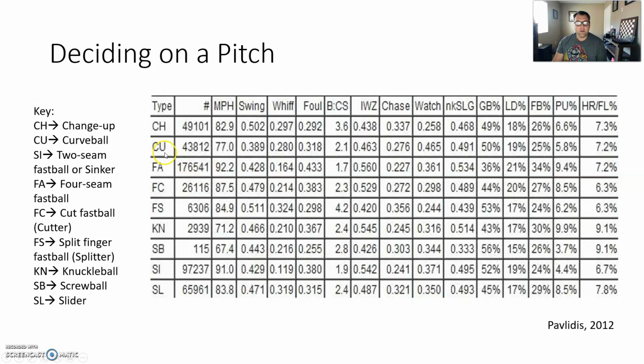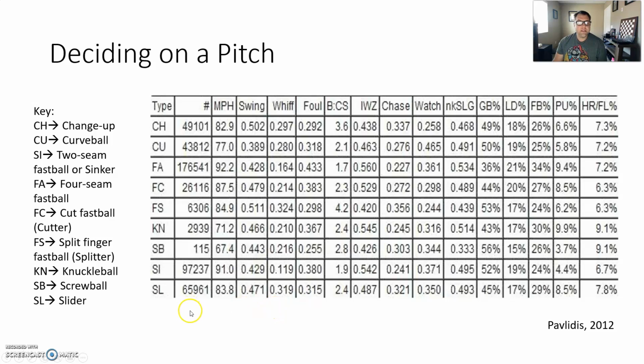Your curveball here is going to have a similar whiff rate to your changeup, and then your slider here is going to be a lot faster typically, so it's much faster than the curveball, and it's going to have a much higher swing percentage.